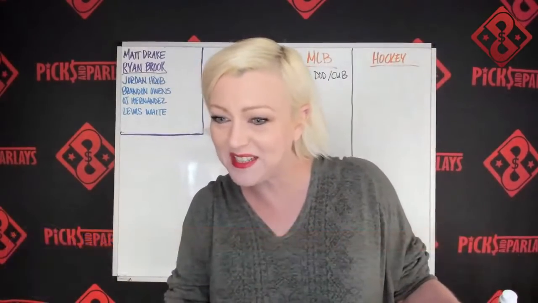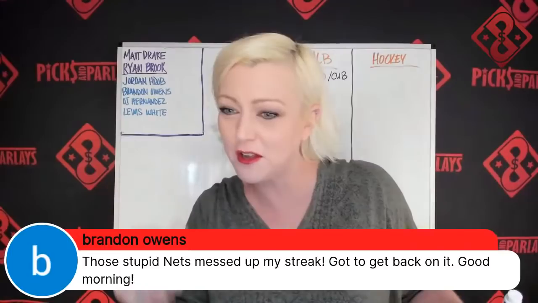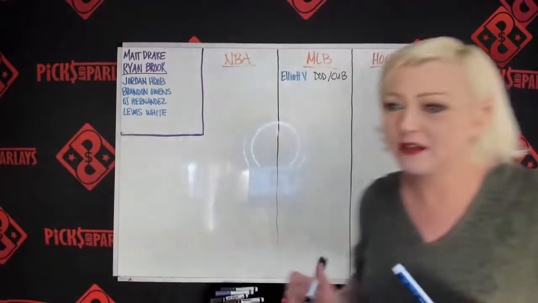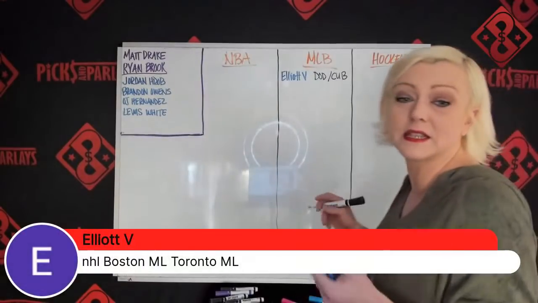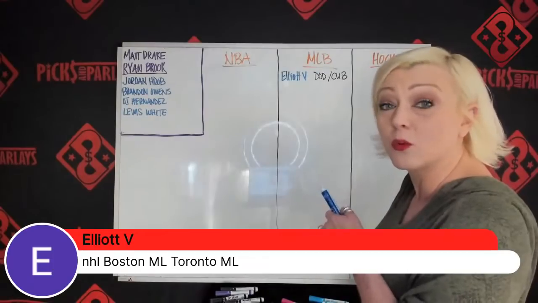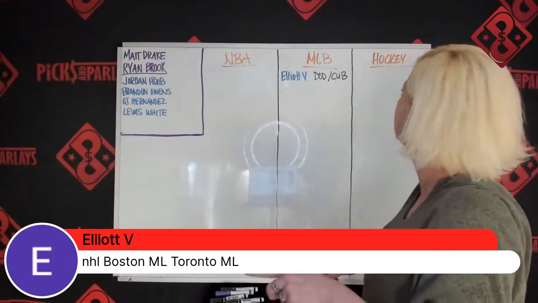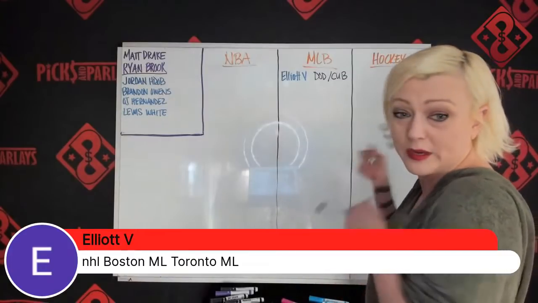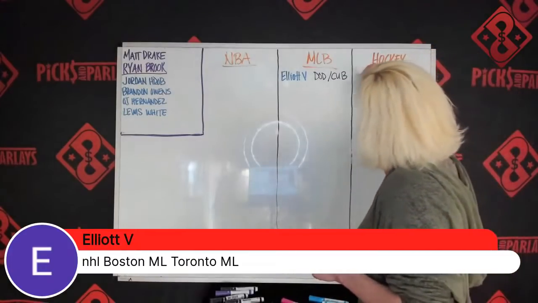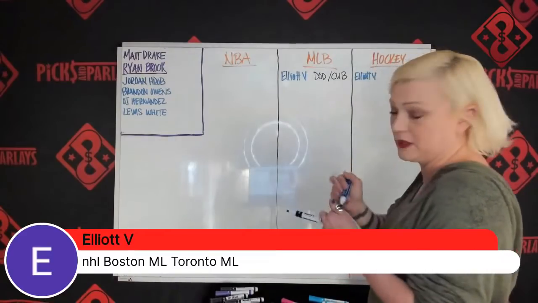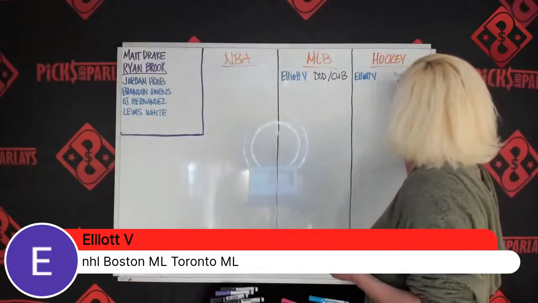Got you, Elliott V. Stupid Nets messed up your streak. It's all right. You're still on the board. What's up, Johnny Betts? And then Boston and the Leafs. And don't forget, guys, if you're putting teams in, I know this is NHL, but put either what sport it is or what your team's name is. Because remember, Minnesota could be the Wild, could be the Timberwolves, could be the Twins. There's a lot going on right now. So I need to know what sport you're talking about or I'm not putting you up. Bruins and Leafs.